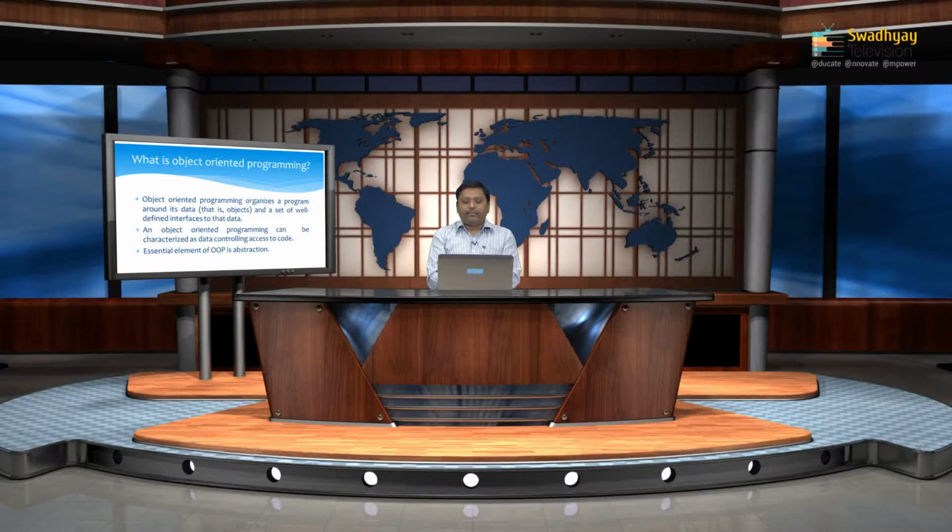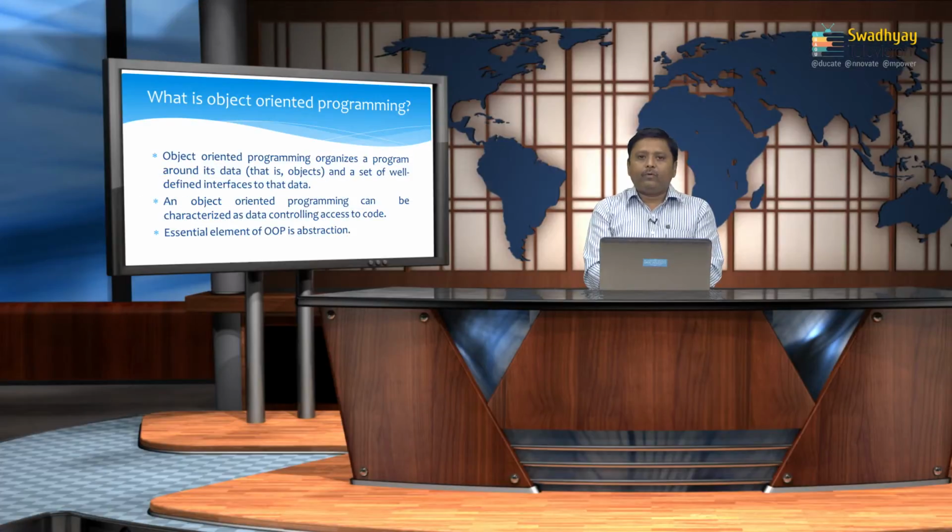Object oriented programming organizes a program around its data or objects and a set of well defined interfaces to that data. Object oriented programming can be characterized as data controlling access to code. We can say object oriented programming, as its name suggests, is all about objects, and the object is the essential part of object oriented programming, which we will discuss soon, and the major aspect of object oriented programming is abstraction. Now, we discuss the concepts of object oriented programming one by one.